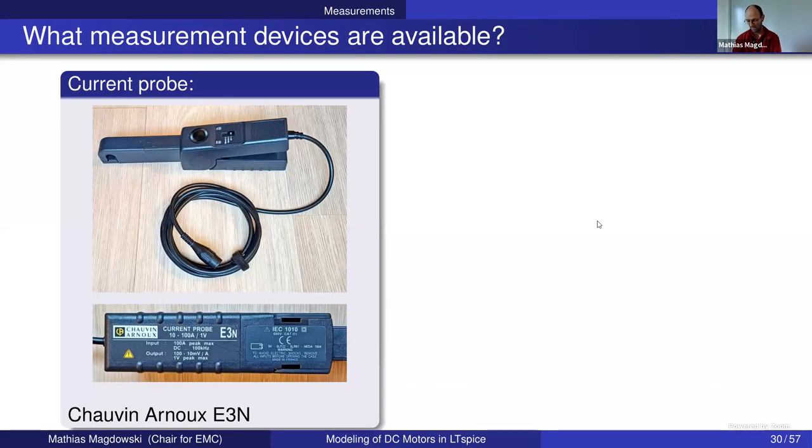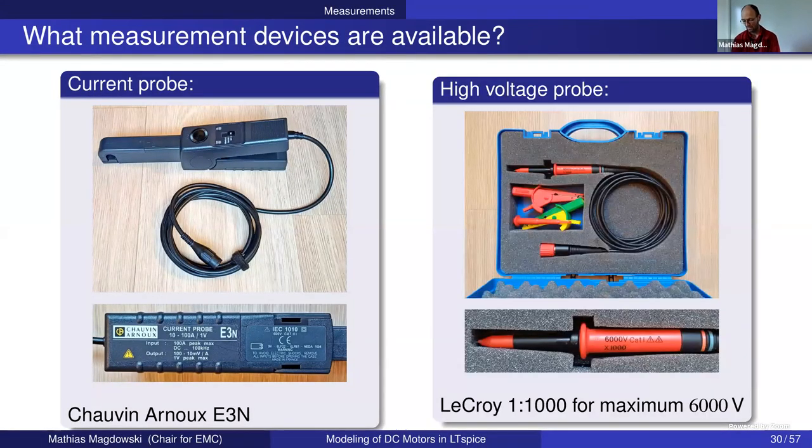Okay, and what else do I have? I have a voltage probe. It's inside this box here. And what I forgot to say, of course, this is from a nice French company. I don't know if I pronounce it correctly, but I've learned it's called Chauvin Arnoux. Is this right? More or less, how would you say? Chauvin Arnoux. Okay.